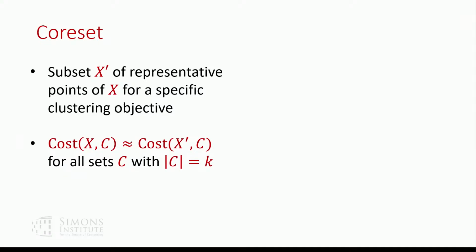And now, as promised, I'll talk about what a coreset is. So if you have a set X, that is our data set, a coreset is a subset X prime of representative points of X. And the goal, of course, is that the cost of a set of centers C on X prime should be roughly the cost of C on the original data set X. And this should actually hold for all sets of centers C that have k points. So this is what's known as a strong coreset.